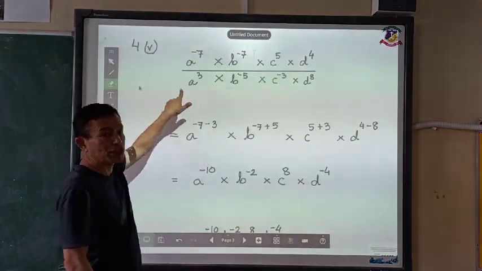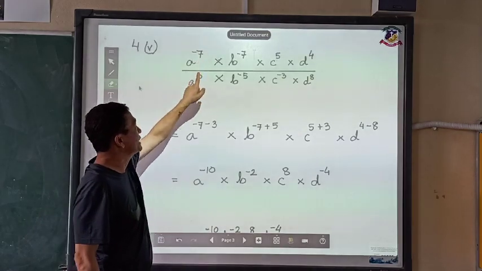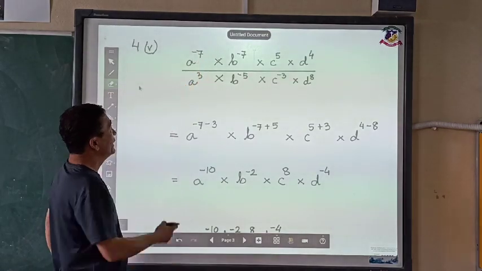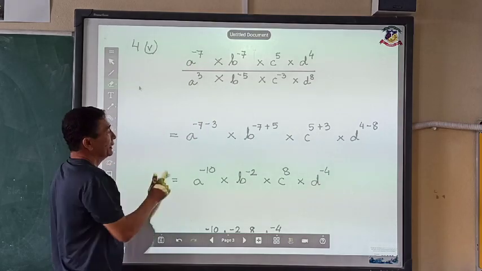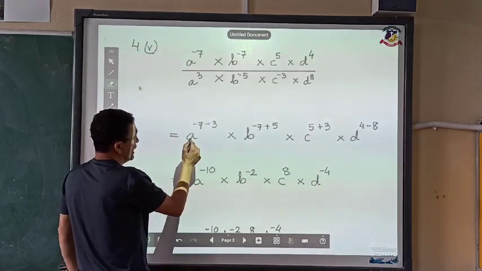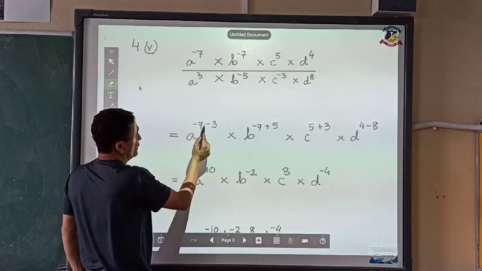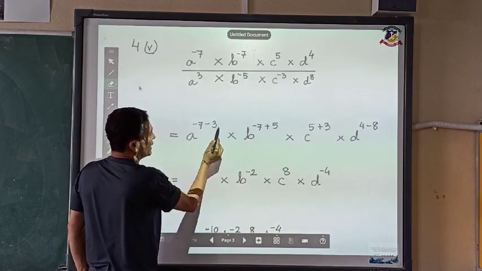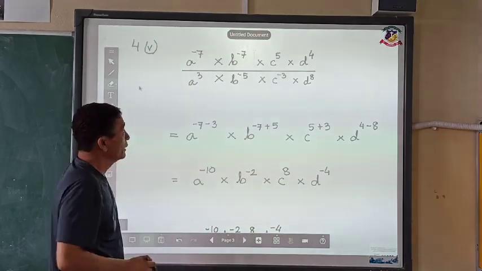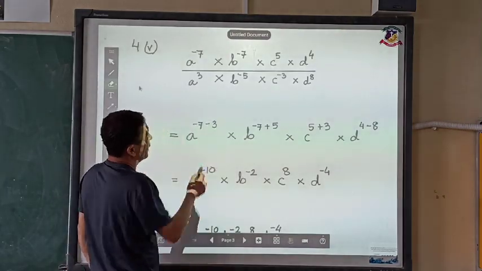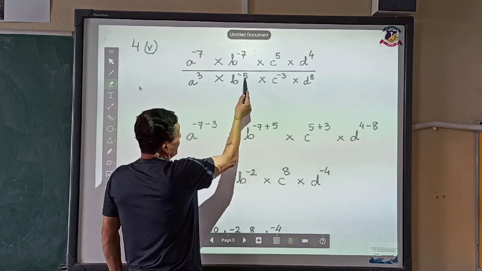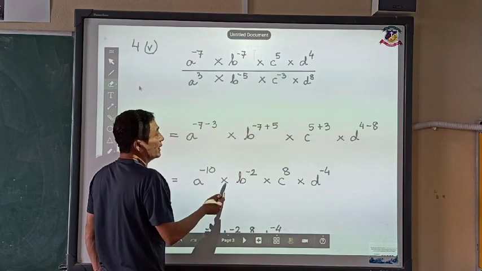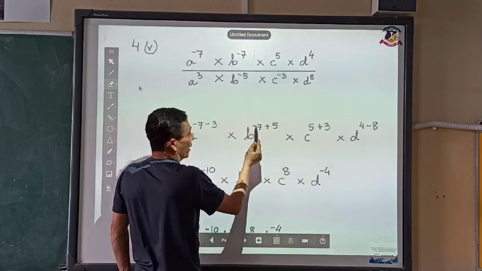Let's look at the first part. A to the power of minus 7 upon a to the power of 3. I can take this a to the power of 3 to the numerator and write it as a to the power of minus 7, so plus 3 becomes minus 3. Similarly, going to the next one, b to the power of minus 7. This b to the power of minus 5 is taken to the numerator. This minus 5 will become plus 5.